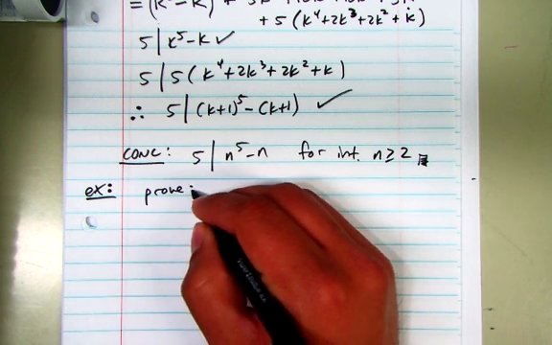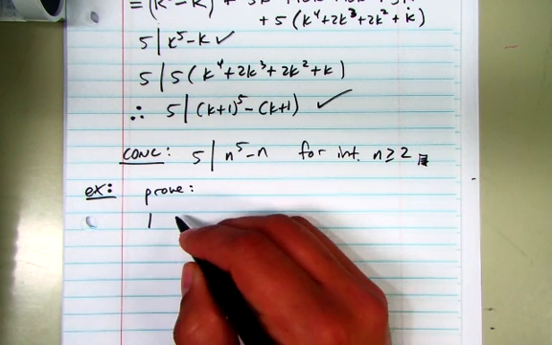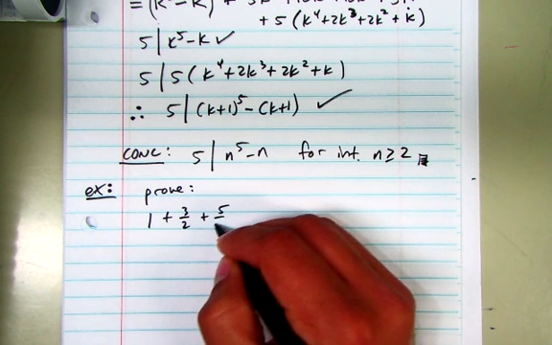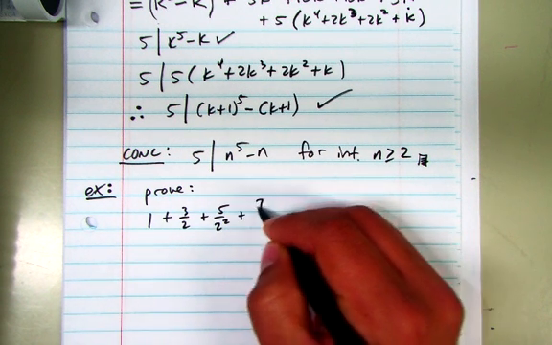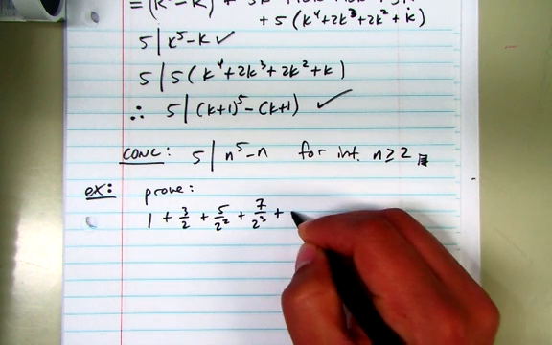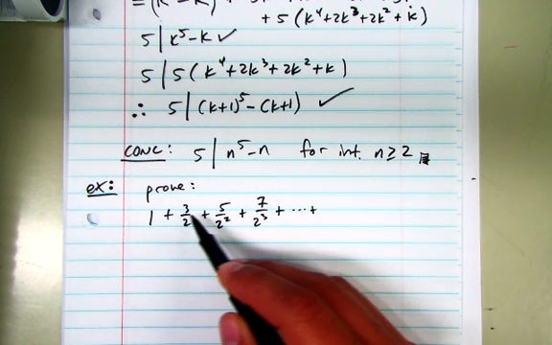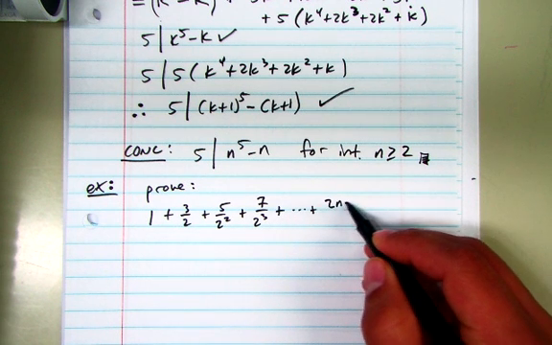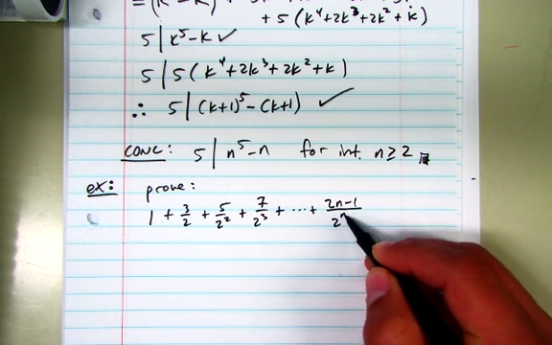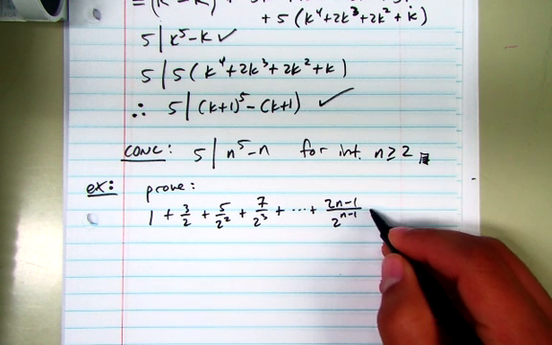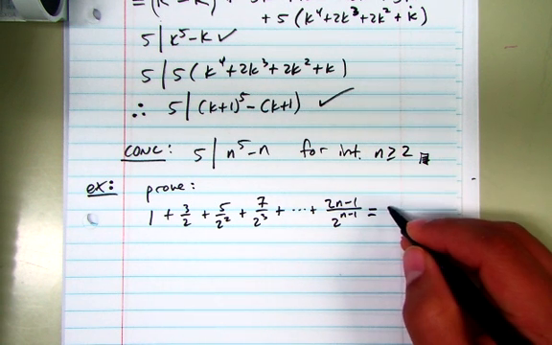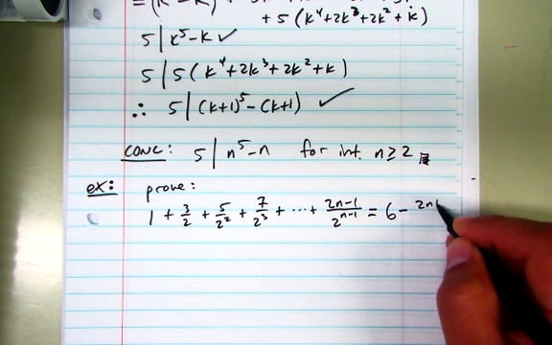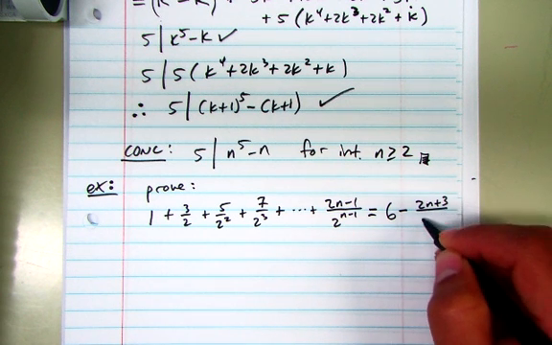Prove that 1 plus 3 over 2 plus 5 over 2 squared plus 7 over 2 cubed, etc. And if you don't see where they're getting these numbers from, they tell you what the pattern is right here: 2n minus 1 over 2 to the n minus 1. And the shortcut for that, we're trying to prove that it's equal to 6 minus 2n plus 3 over 2 to the n minus 1.